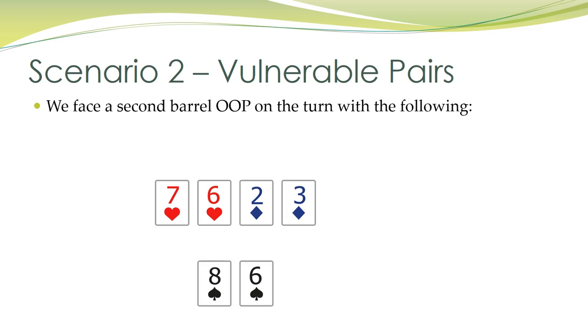Now this is not really a hand that either hits or doesn't. It's already a made hand. The question is, is our pair of sixes good, or is our pair of sixes losing against our opponent's hand?